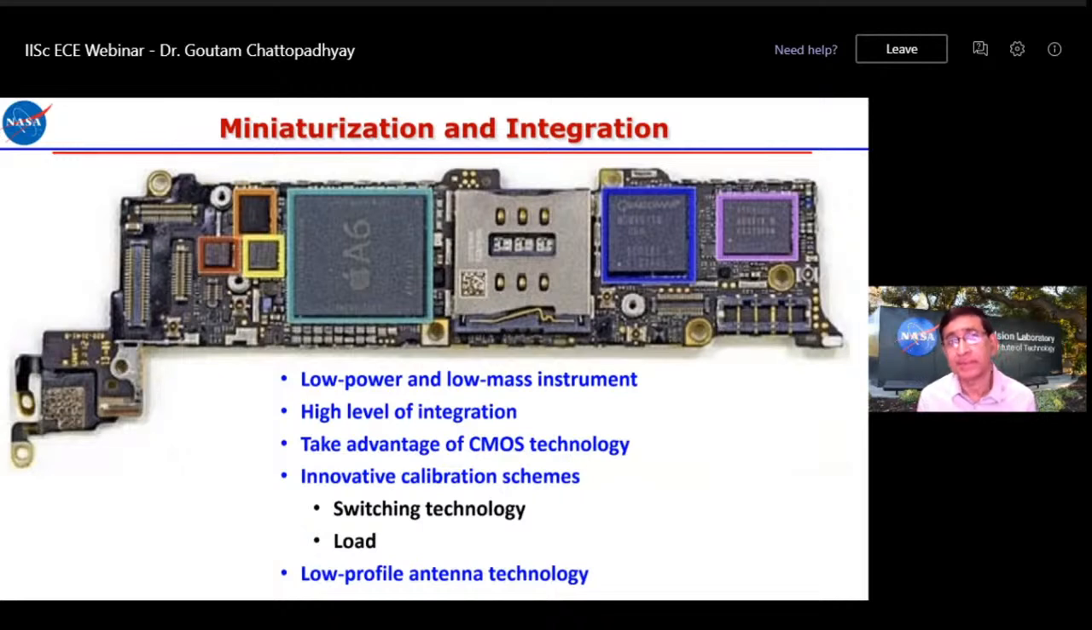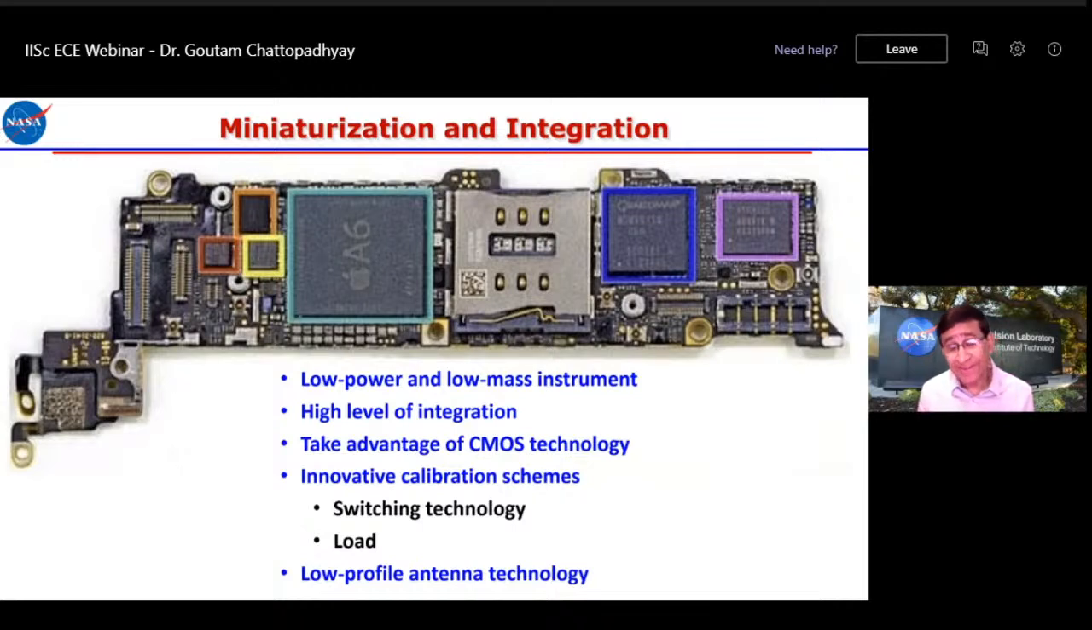And for space, we are actually taking advantage of all this development that has happened in the cell phone industry, and we are trying to leverage that for us. I'll show you that in 65 nanometer CMOS, we built a W-band 90 gigahertz synthesizer that hardly draws any power. So we are taking advantage of what has happened in other industries for application in space. And so we need low power and low mass instruments. We need to have a very high level of integration.